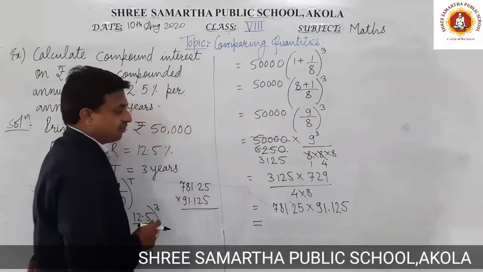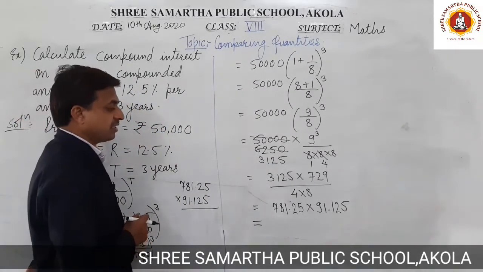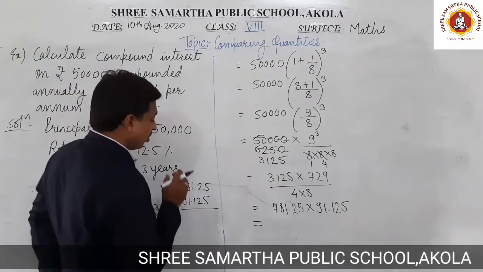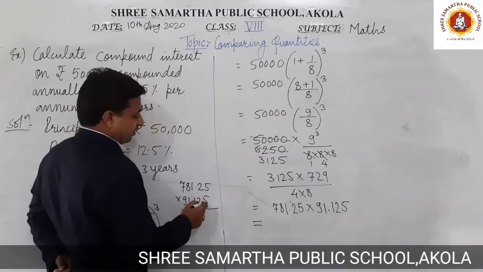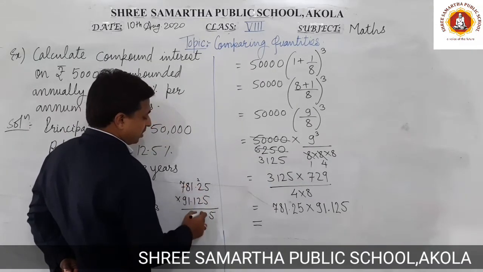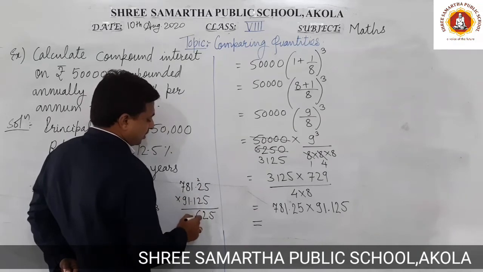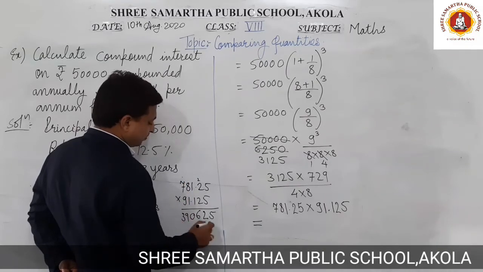See, I have told you that calculations in the examples of compound interest are quite tough or hard as compared to simple interest. Now here you need to calculate: 5 5s are 25, carry 2, 5 2s are 10, 10 plus 2 is 12, carry 1, 5 1s are 5 plus 1 is 6, 5 8s are 40, carry 4, 35 and 4 is 39.